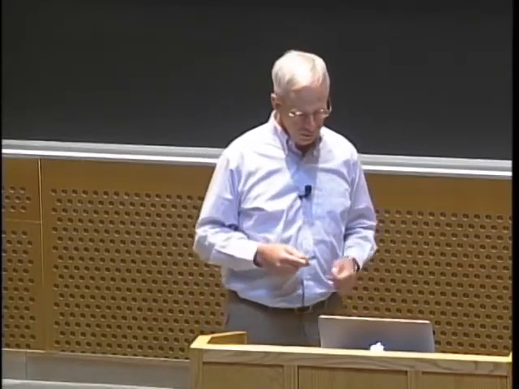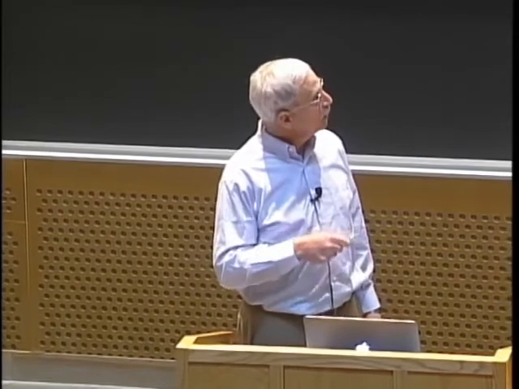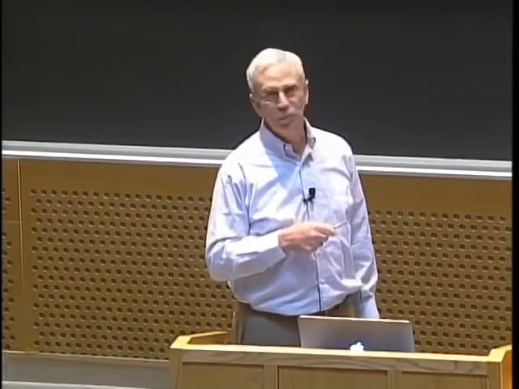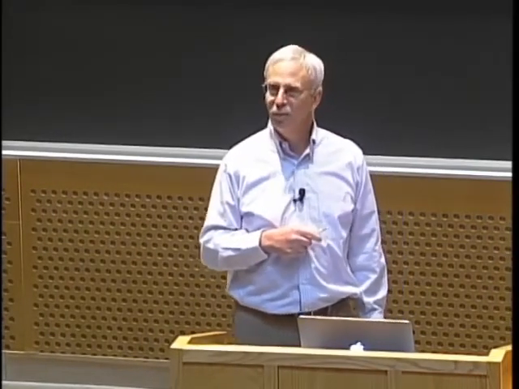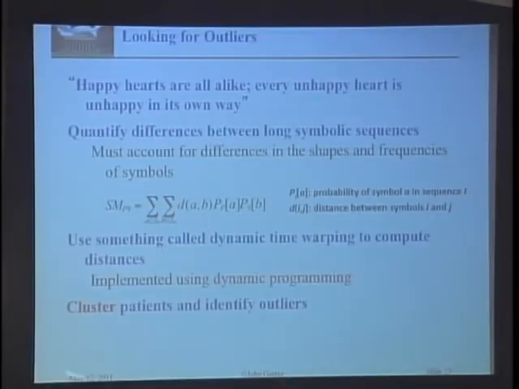Converting it to symbols, you don't have to worry about that. We use dynamic programming as an important part because we were looking at roughly 1 billion heartbeats, and so we needed to make it run fast. And then we use clustering to identify patients whose hearts we thought were similar to one another.